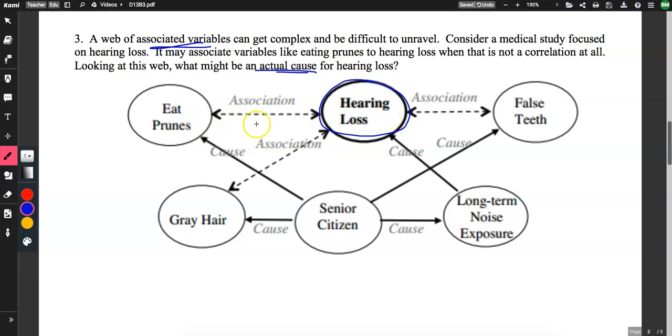When I look at this web, the only thing that's a direct cause connected to hearing loss is this word right here, cause, and it's connected to long-term noise exposure. The rest of the things are all just associated, or they're causing each other, but not necessarily hearing loss, like being a senior citizen, having gray hair. Gray hair cannot cause hearing loss, but it's associated with other things that might, okay?